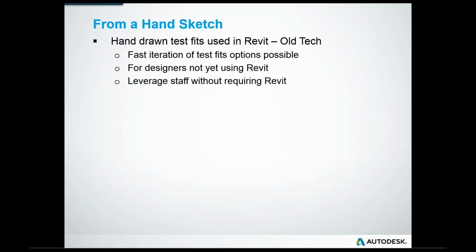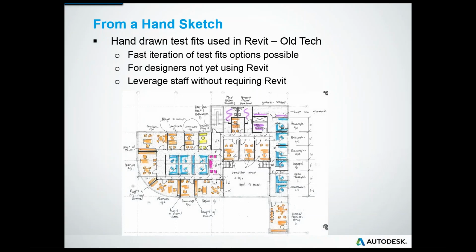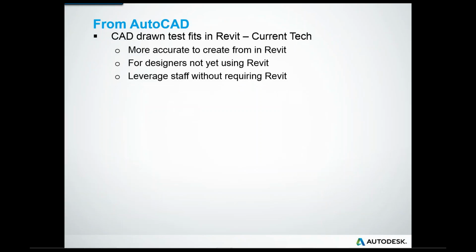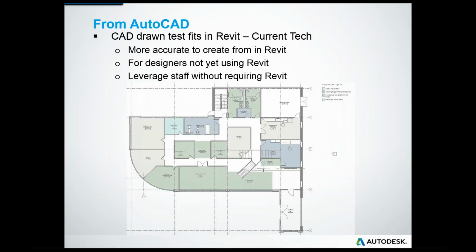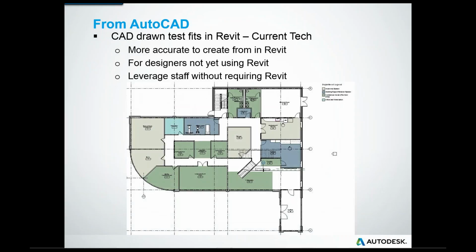Now, a lot of times you might have the ability to work from a hand sketch. Traditionally, hand sketches are fast, and they're great for designers that aren't using Revit. You can leverage staff without using Revit and really pretty much any software application. The other ability is to take from AutoCAD, like we showed before. You can then bring in AutoCAD information. This is for designers not using Revit.